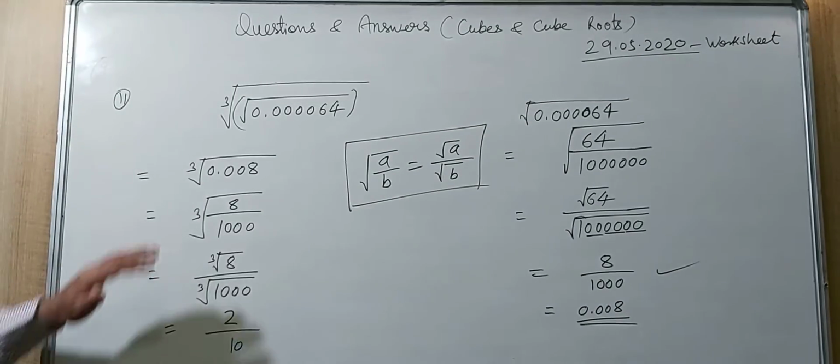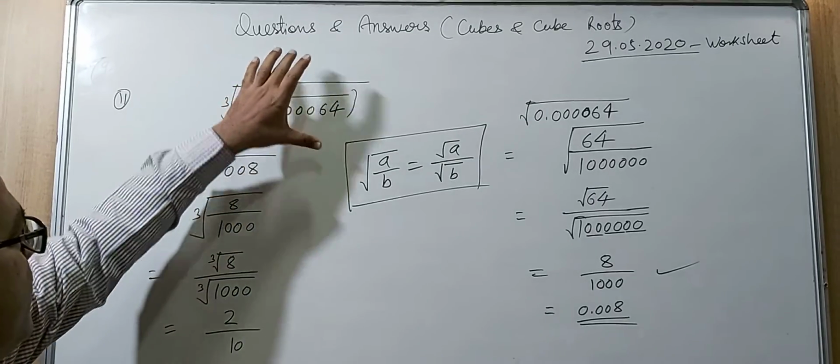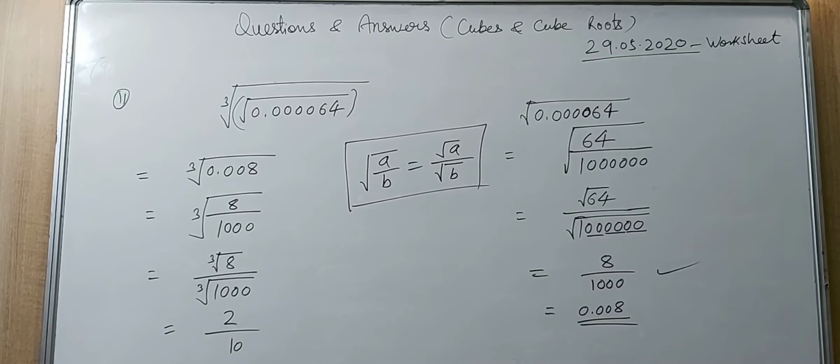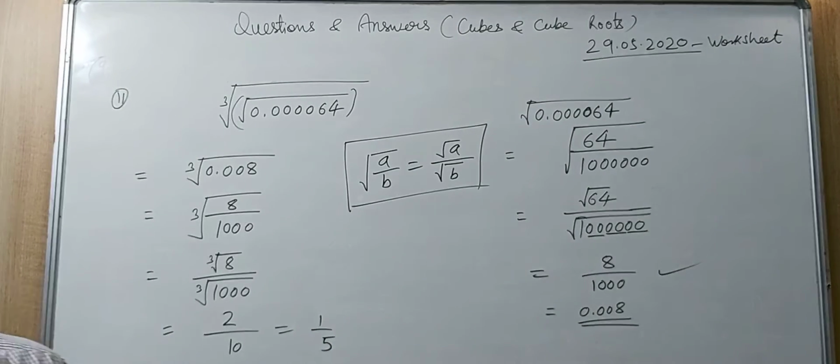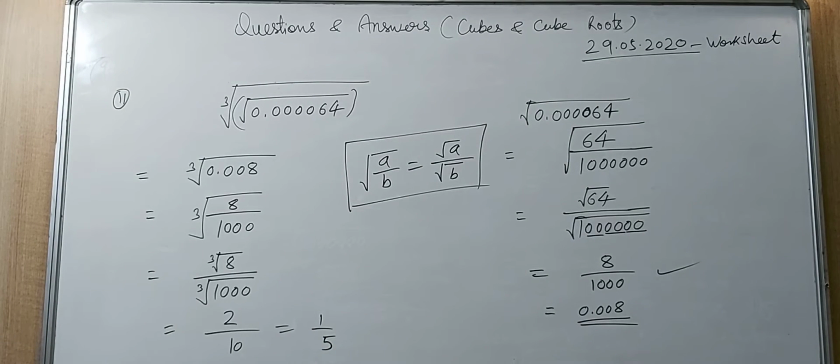So the value of this one after simplification we have here 0.2, or we can also write it 1 by 5. 1 by 5 or 0.2, any of the answers you can write there.